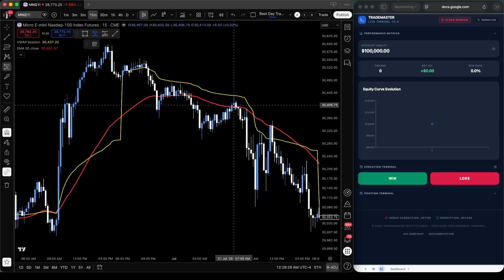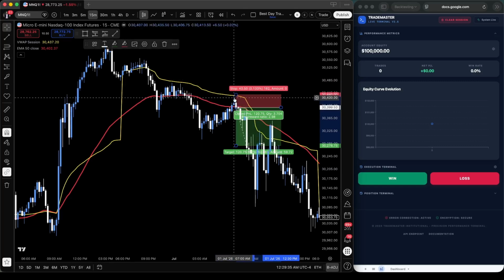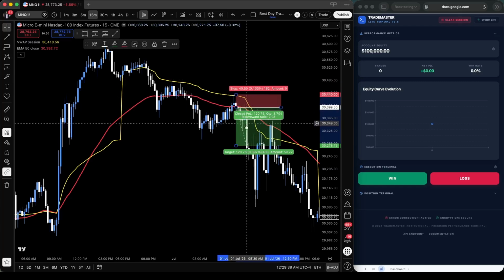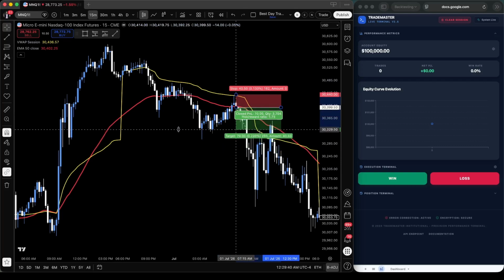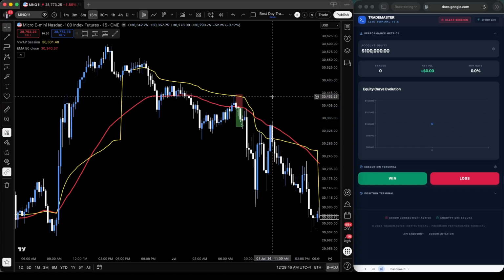Here you take a short. Your stop loss needs to be above the highest of the two candles, which in this scenario would be this one. I like to put it a little above. And the take profit is 1.5, sorry. Here you go. So those are the two examples.